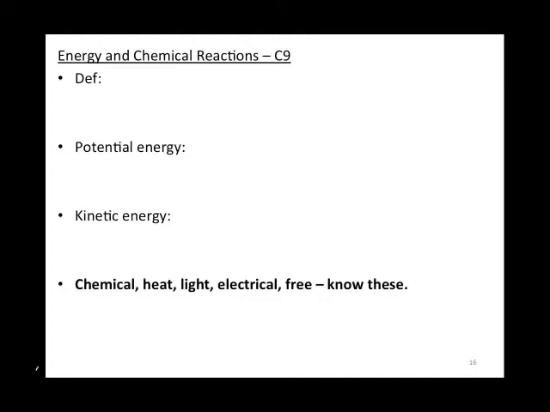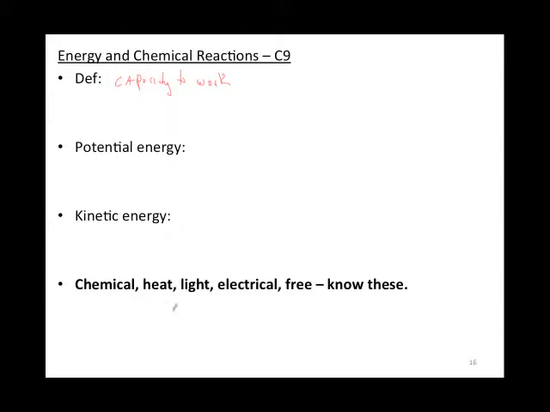All right, let's first then talk about energy. What is energy? Well, it's the capacity to do work. And there are different types of energy, and those are listed down here. Chemical energy, which would be the energy that's contained in chemical bonds. The bonds between atoms, when they break, they release energy. That energy can be used to do work. Heat is a form of energy, light, electrical energy, and then there's free energy. Please make sure you know these.